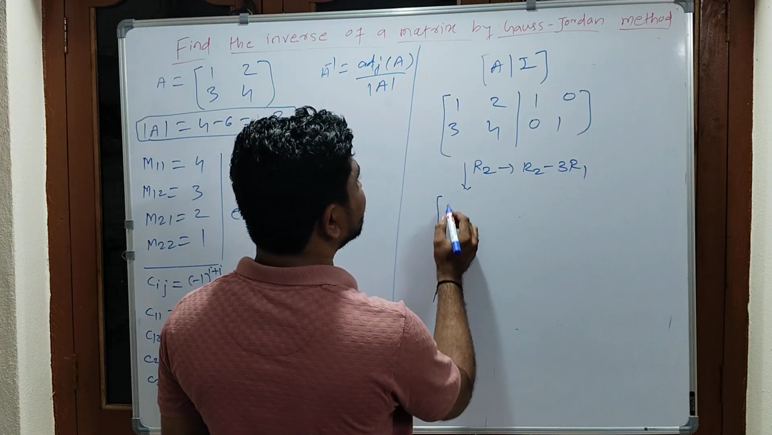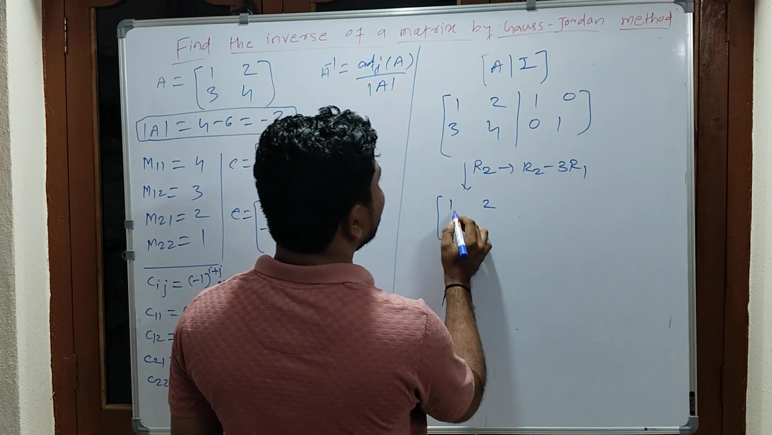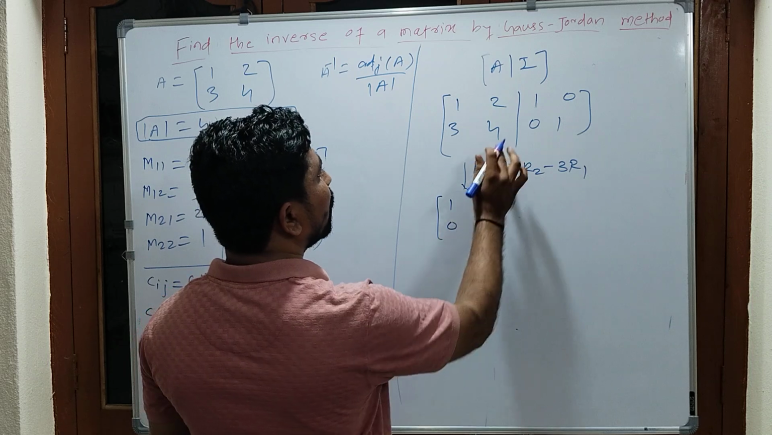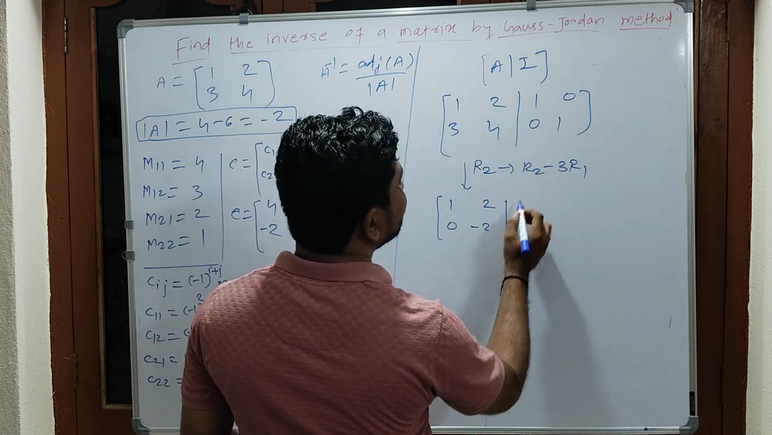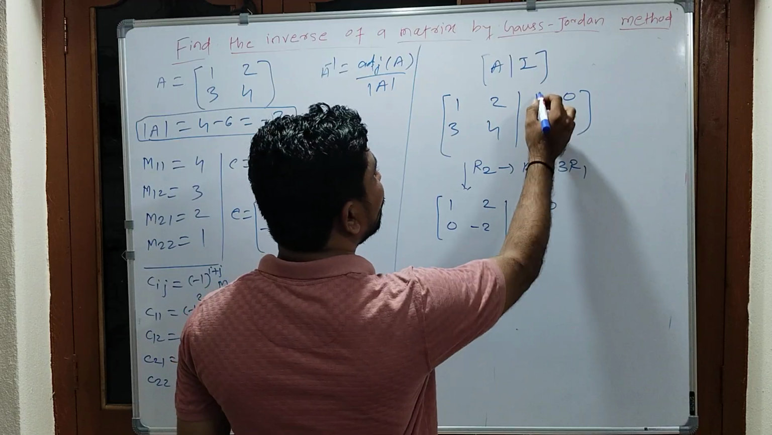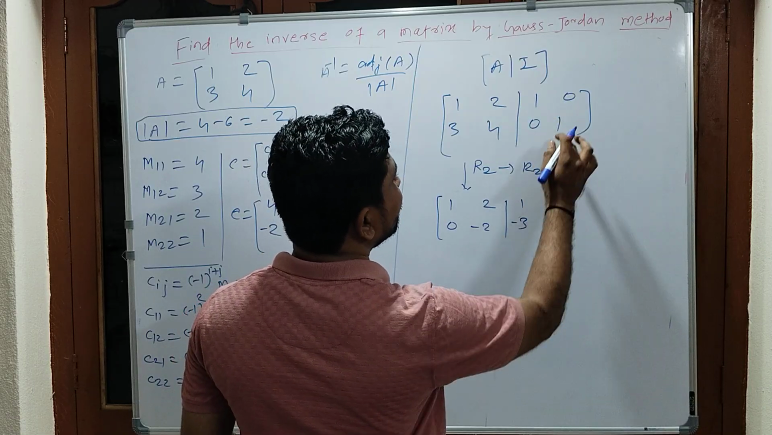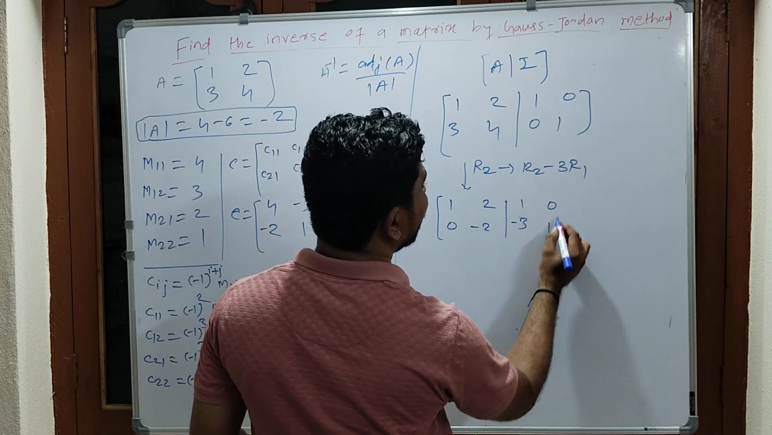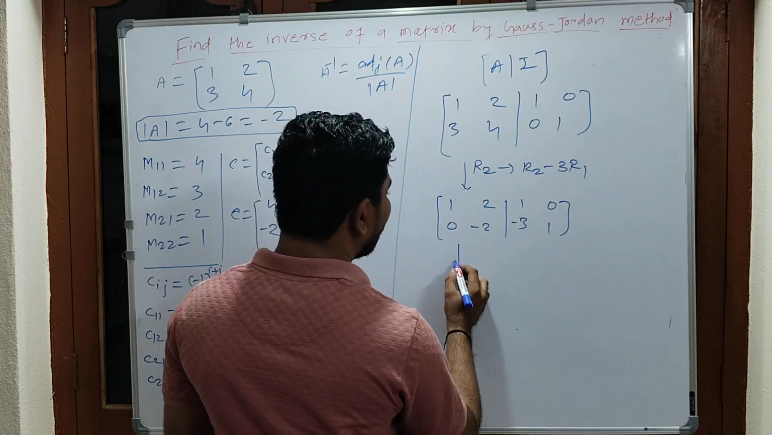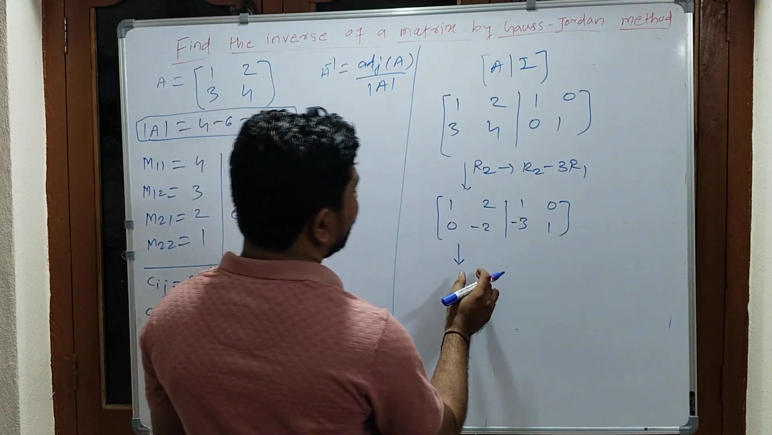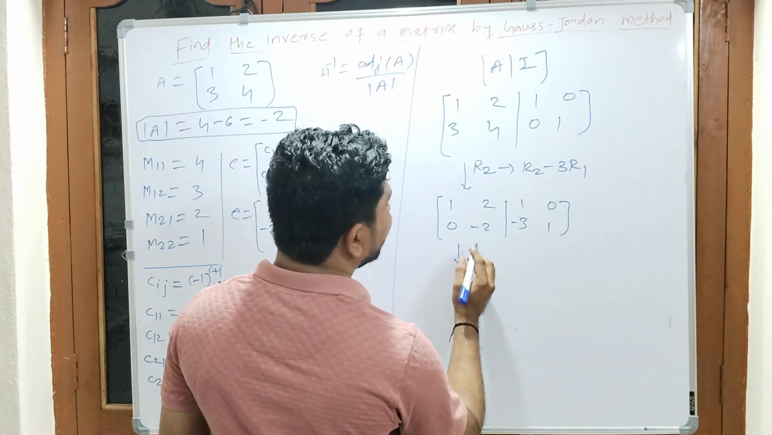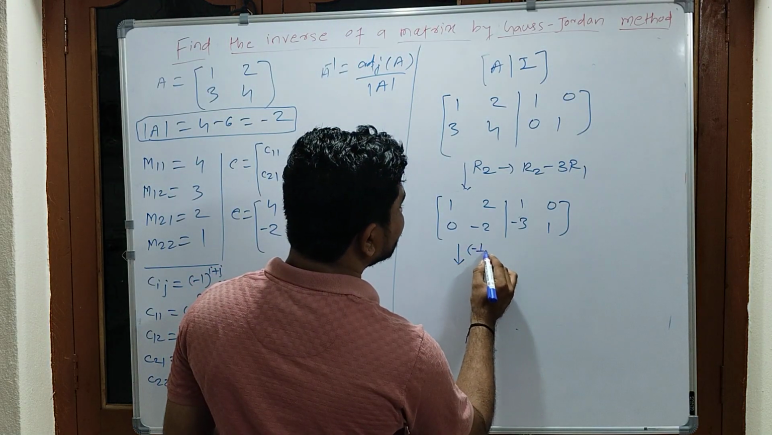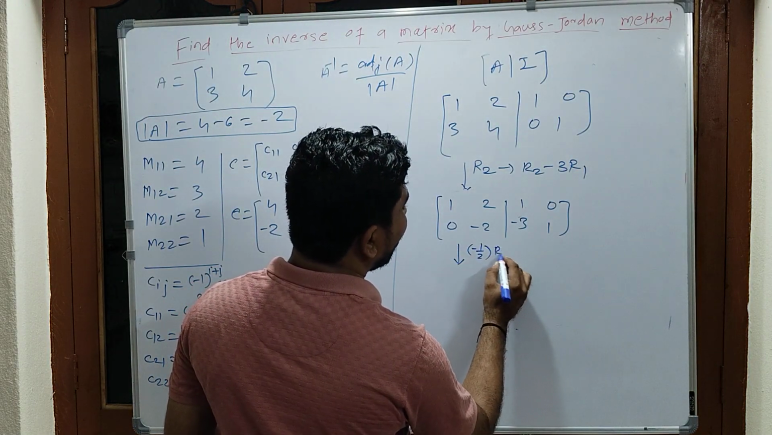Here I get the matrix as 1, 2, here 3 minus 3 times 1, that is 0, 4 minus 6, that is minus 2. This is 1, 0 as it is. 0 minus 3, this is minus 3, and 1 minus 0, 1. Now here I am applying the second elementary operation as here I want to make this minus 2 as 1.